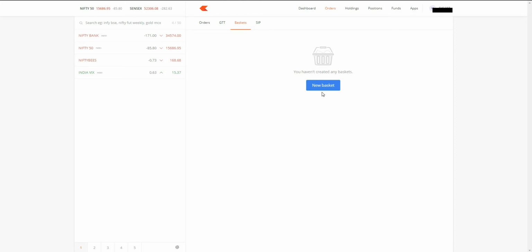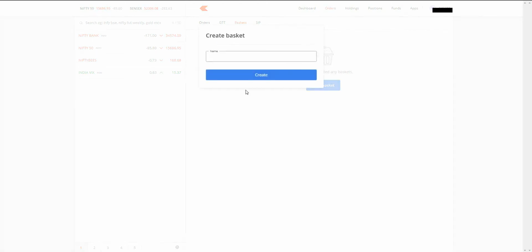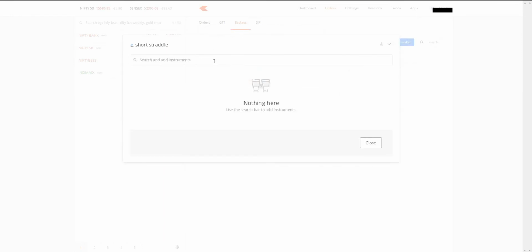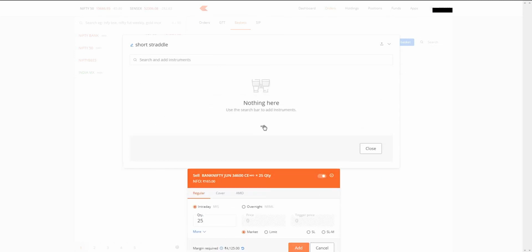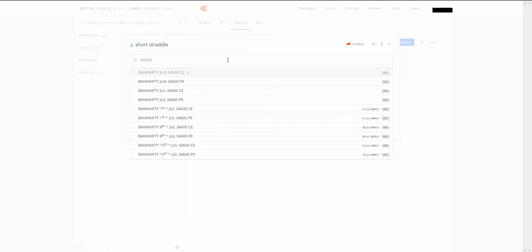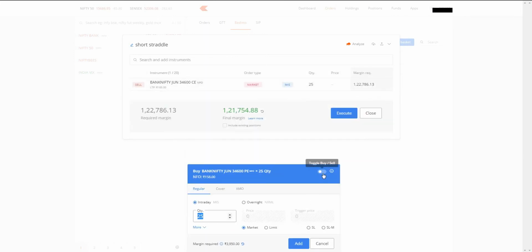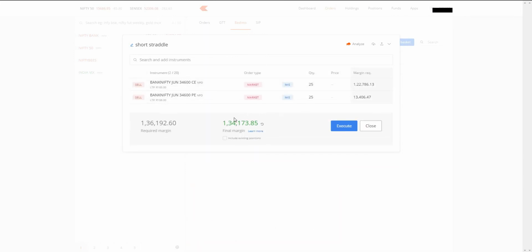The market is closed now, and Bank Nifty is around 34,574, and the ATM price would be 34,600. So consider I am doing a short straddle, and I am going to sell 34,600 CE and 34,600 PE. If you see, the margin required is 1,34,000.